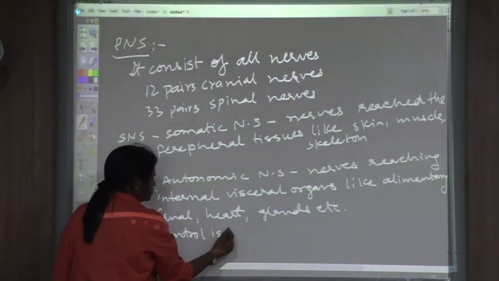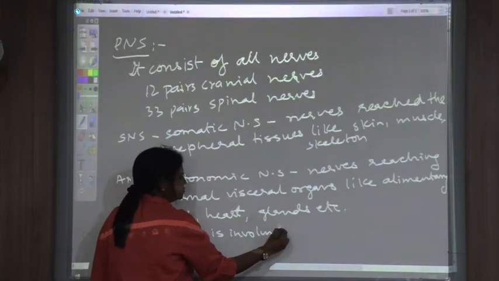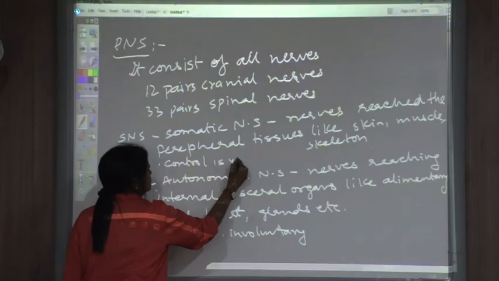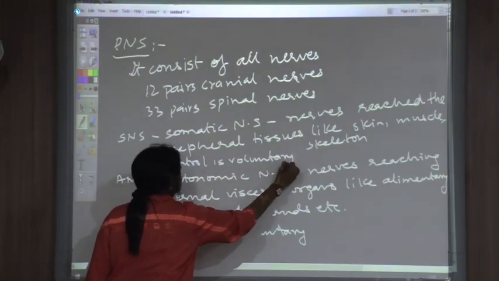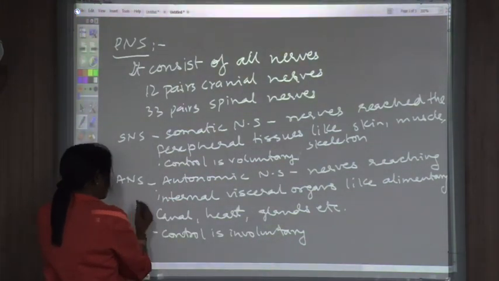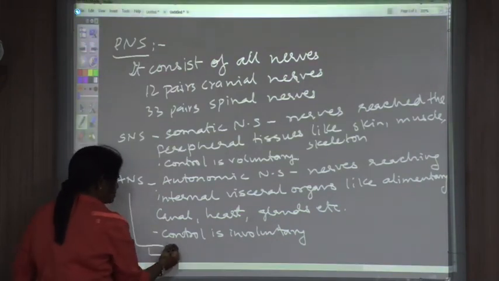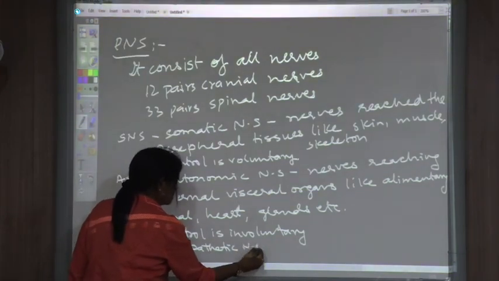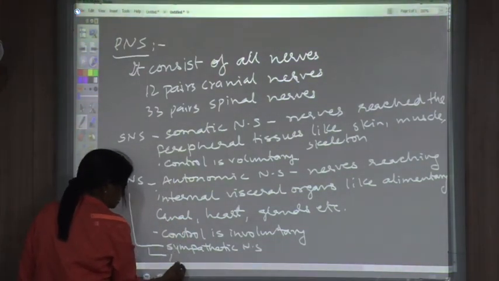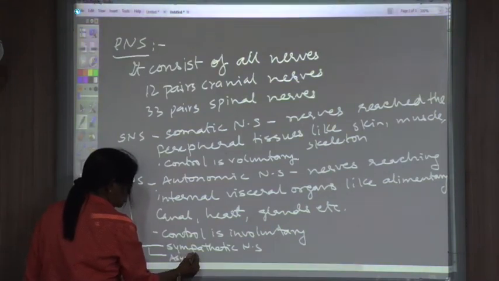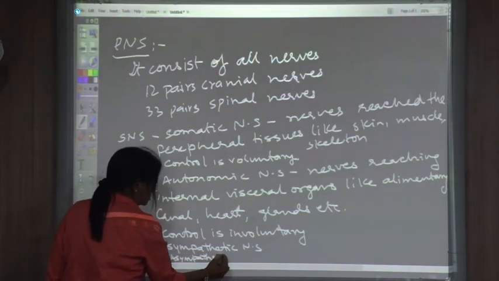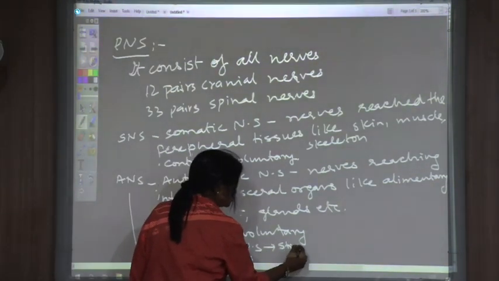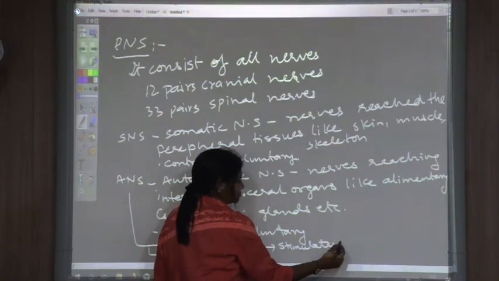Now this autonomic nervous system can be further divided into sympathetic nervous system and parasympathetic nervous system. Sympathetic nervous system will be activated only when there is emergency, so this will be generally stimulating the organs, and parasympathetic nervous system generally is active when there is normal functioning of the body. So we call it as sympathetic and parasympathetic nervous system. Both form the part of autonomic nervous system.